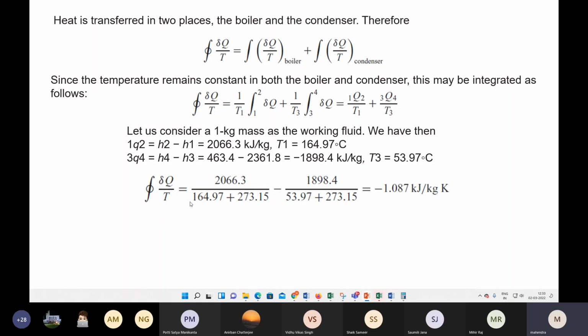That is what we say for the case of an irreversible engine: the cyclic integral of dq by t should be less than 0. This is the example considered from the textbook. You can consider any other example, any other exercise problem. You can apply this concept like this and check it.